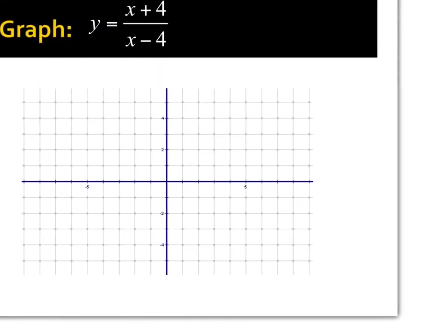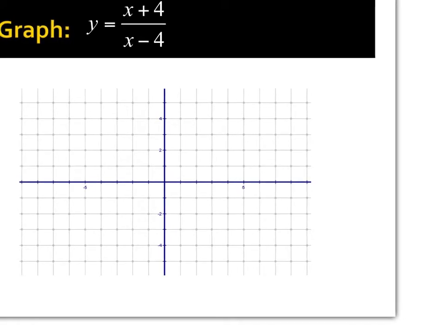We have y equals x plus 4 over x minus 4. The first thing we want to figure out is our domain. Our domain is all real numbers except for whatever's going to make the denominator equal to 0. In this case, that would be 4. 4 minus 4 is 0, so we want to make sure that it's not equal to 0. So we're going to say x cannot equal 4 for our domain. So all real numbers except x cannot equal 4.